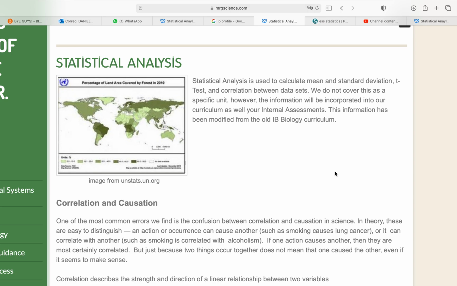So today's topic is statistical analysis, okay? Statistical analysis is used to calculate mean and standard deviation. Also the t-test and correlation between data sets. Maybe these words are new for you, but we're going to understand how to calculate that type of data and how to analyze from that statistical analysis that we're going to use.